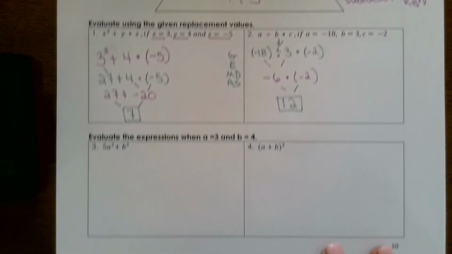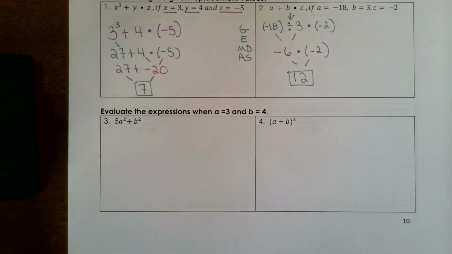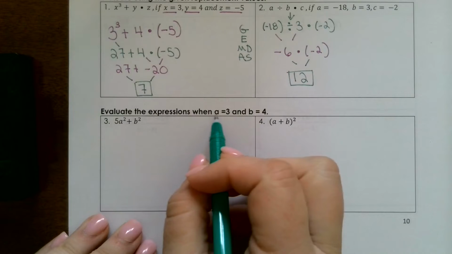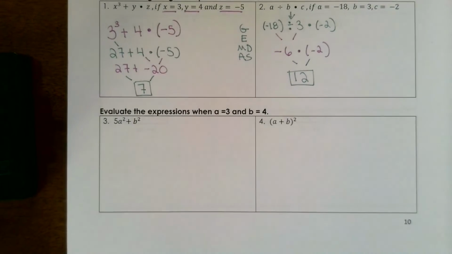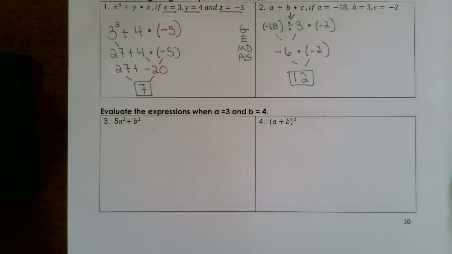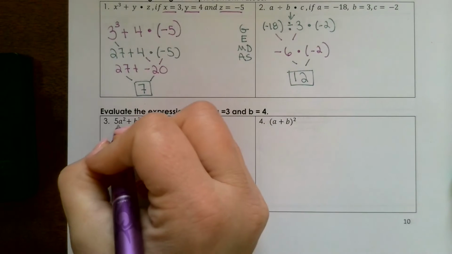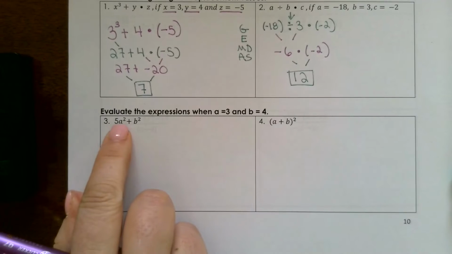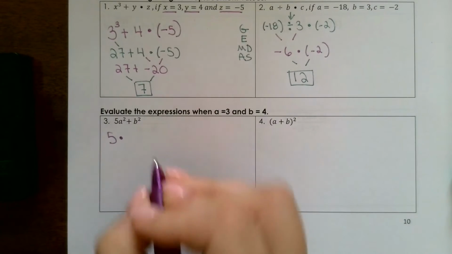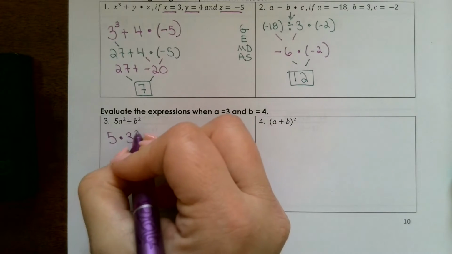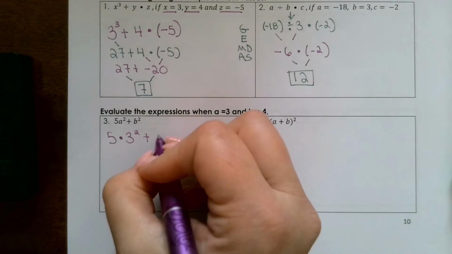Okay, moving down to number 3 and 4. Evaluate the expressions when A equals 3 and B equals 4. Looks like I'm going to use the same replacement values for both of these. So I have 5. Remember, between the coefficient and the variable is multiplication. So I'm going to write that in now. 5 times A, which is 3 squared, plus B squared, and B is 4.